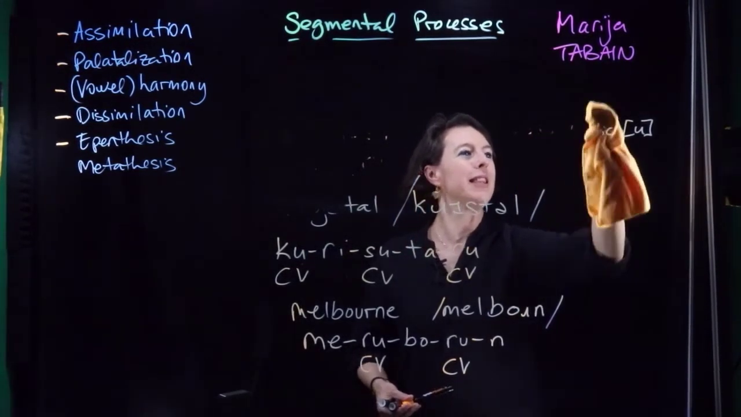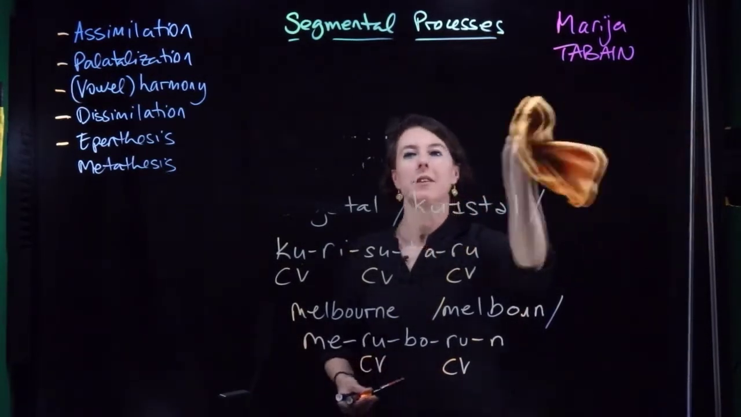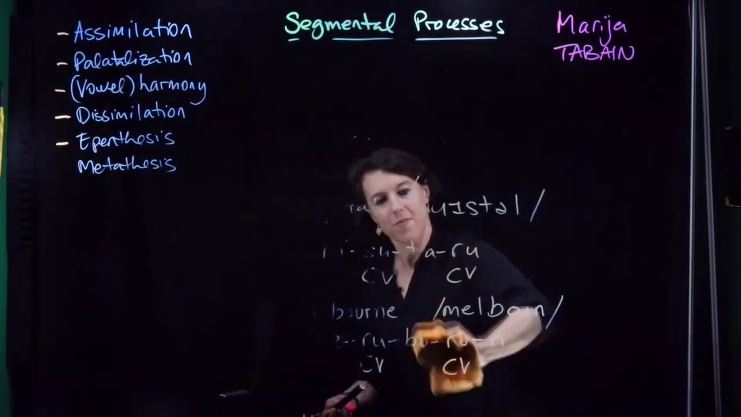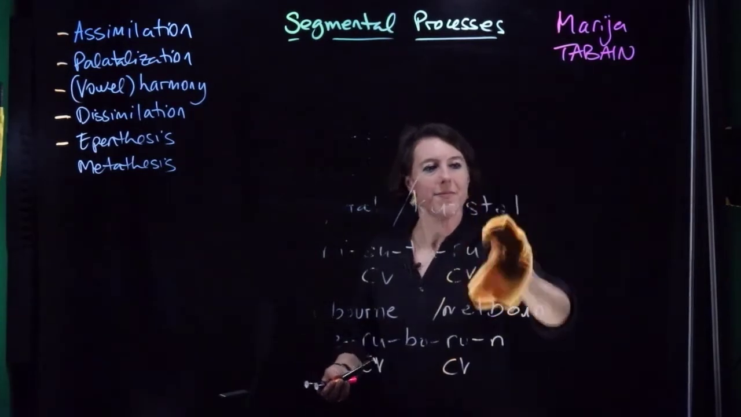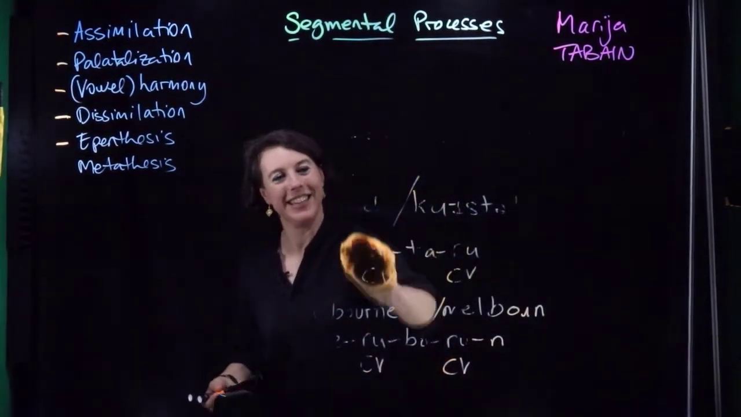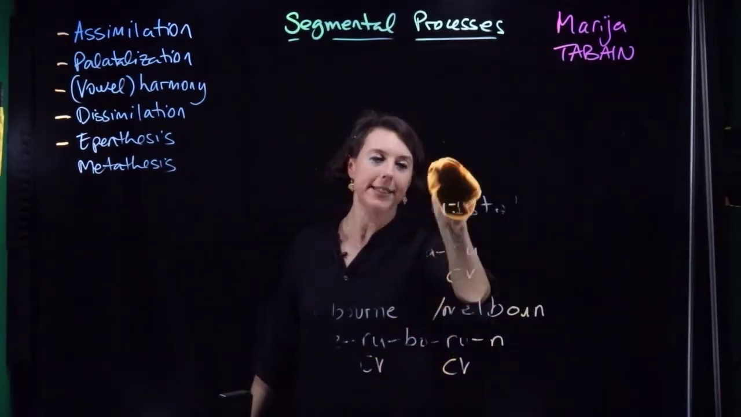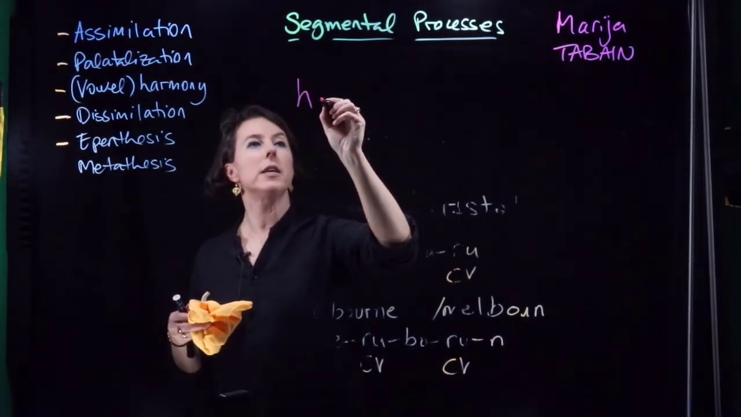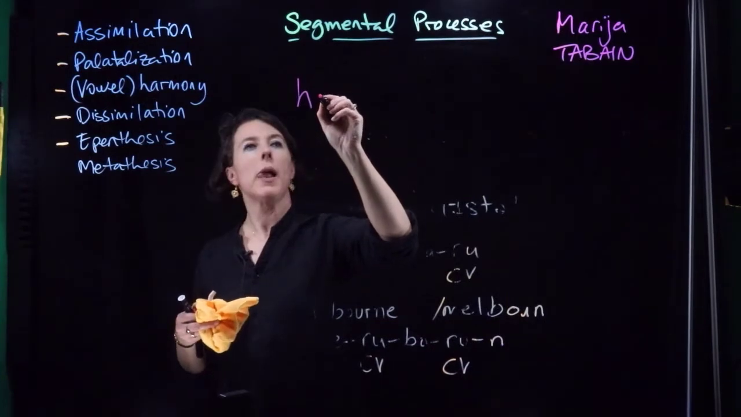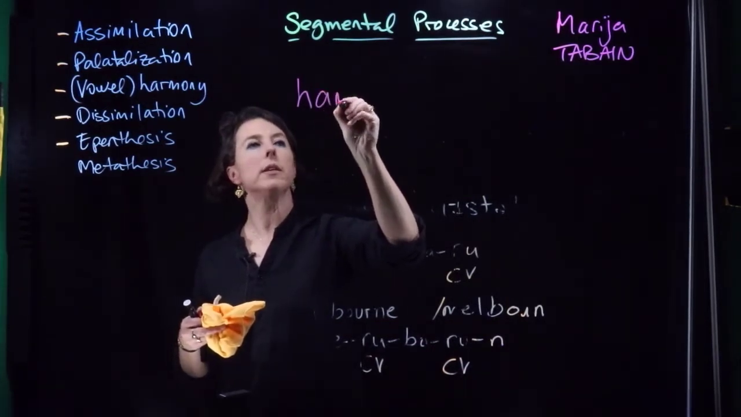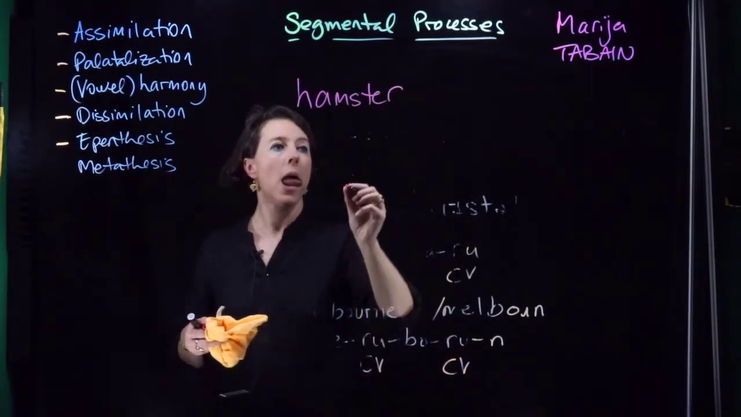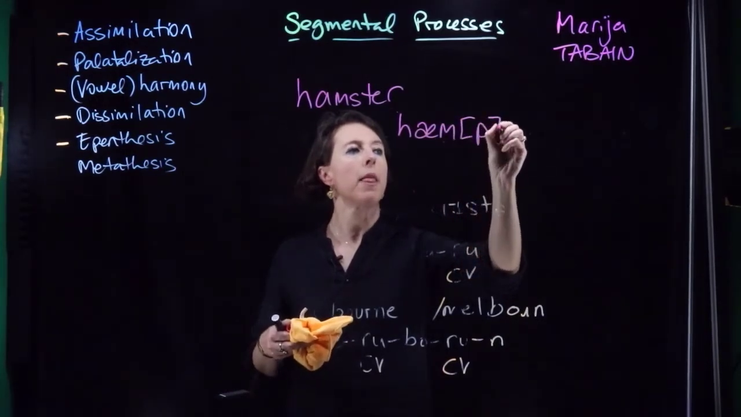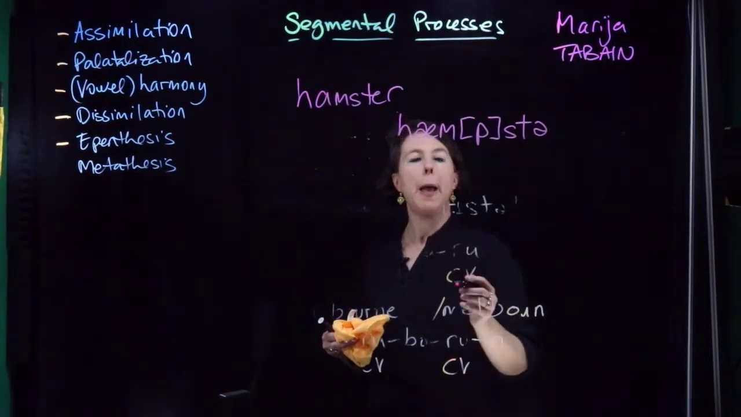All right. Okay, you can have a think about why hamster. I'll write it up, and while I finish rubbing it off, you can have a think about why. Okay, well, you know the word hamster. And some people would say that it is pronounced with a P in the middle. And sometimes they will call that epenthetic, but it's not.